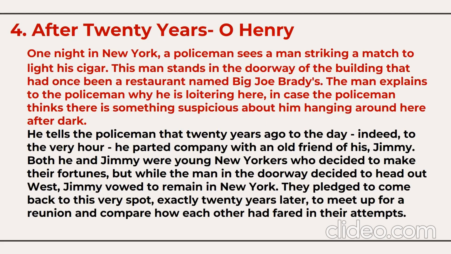After 20 Years, a very fantastic story by O. Henry. What's the story here? One night in New York, a policeman sees a man striking a match to light his cigar. This man stands in the doorway of a building that had once been a restaurant named Big Joe Brady's Restaurant. The man explains to the policeman why he is loitering here. In case the policeman thinks there's something suspicious about him hanging around after dark, he tells the policeman that 20 years ago to the very hour, he parted company with an old friend of his, Jimmy.